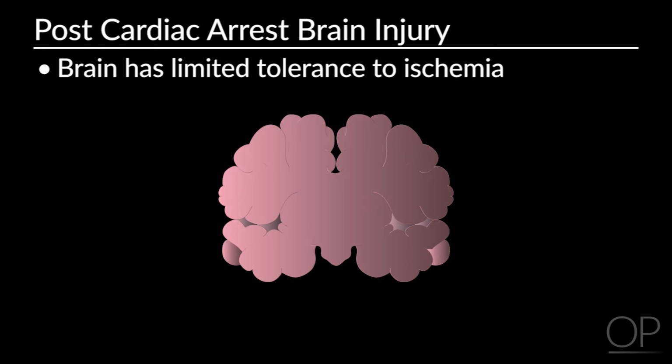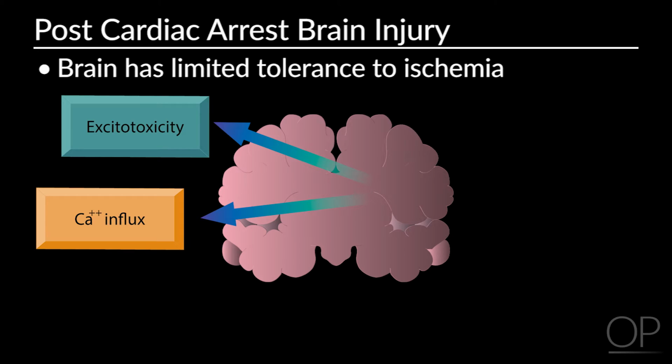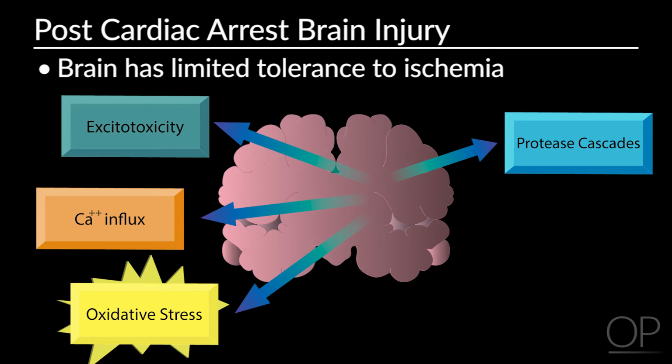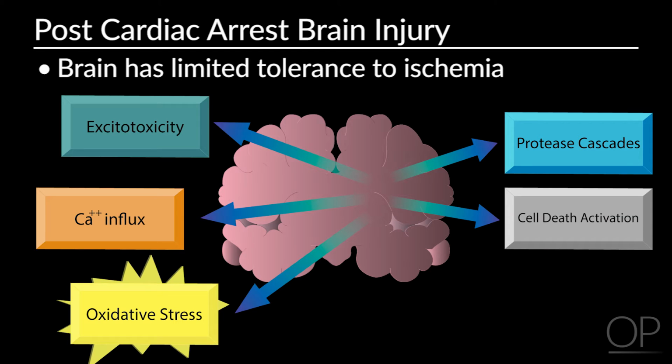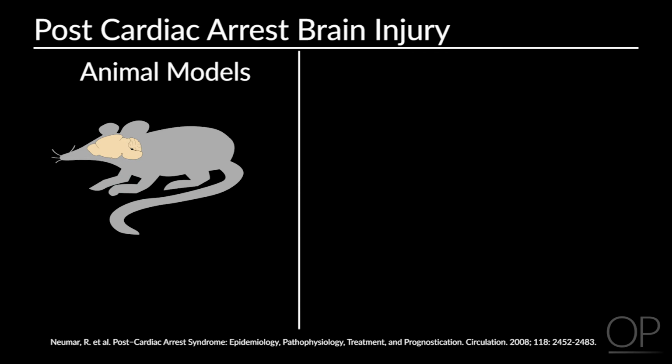And clearly there's lots of animal data to reinforce that the mechanisms include things such as excitotoxicity, disrupted calcium homeostasis, free radical formation, protease cascades, as well as activation of cell death signaling pathways. What do we end up seeing when it comes to post-cardiac arrest brain injury in animal models?